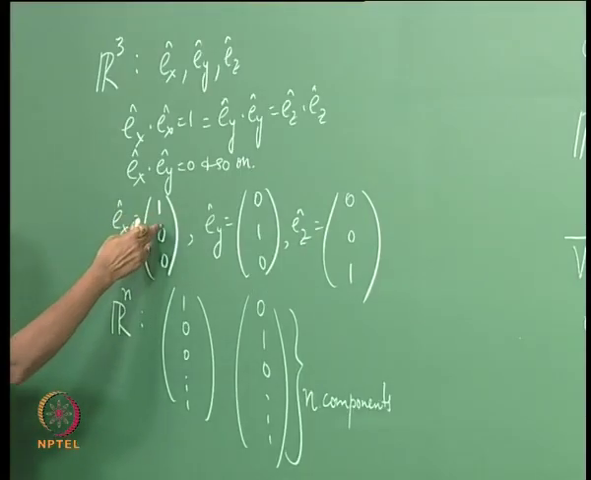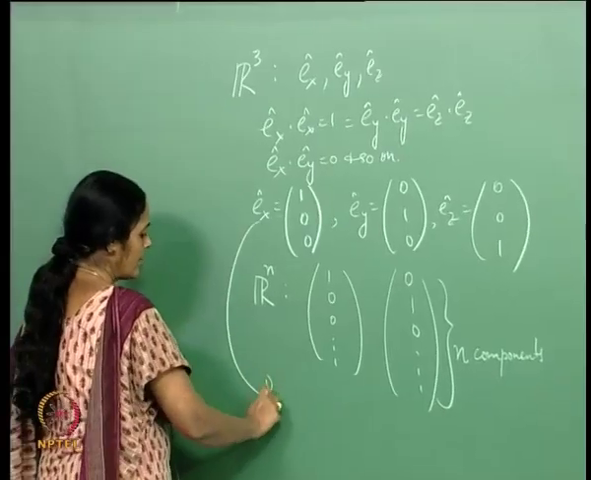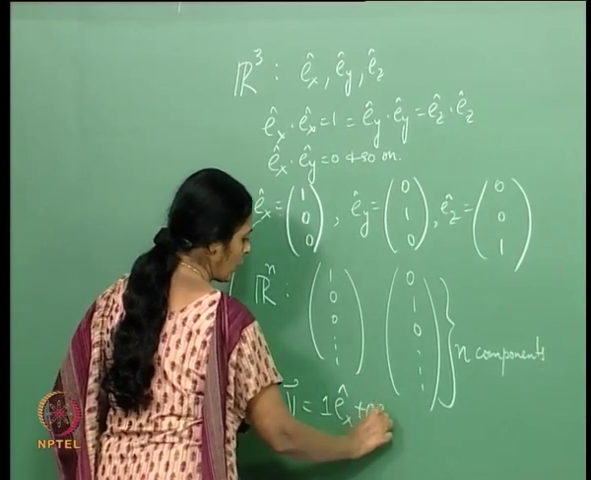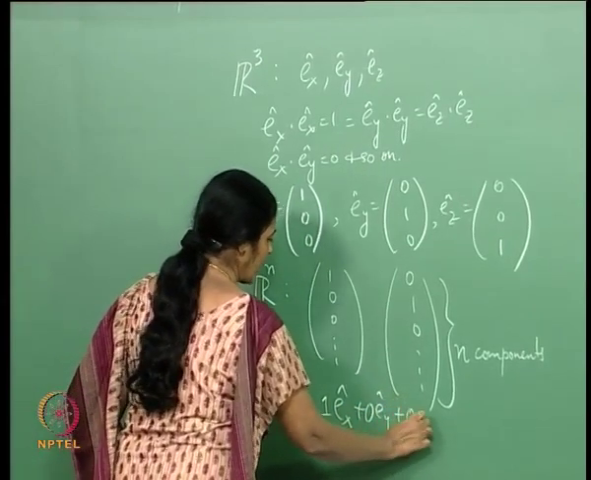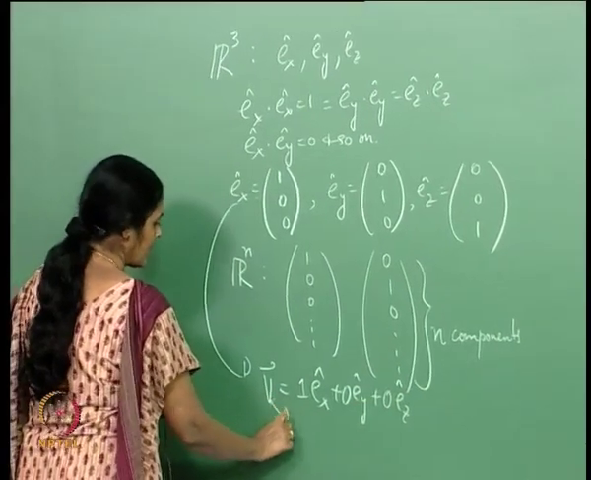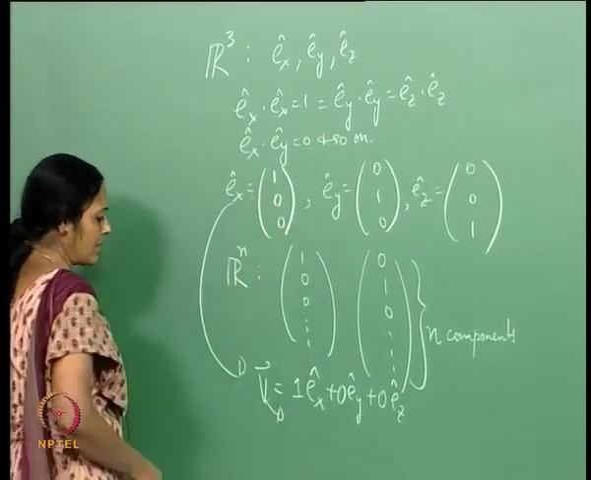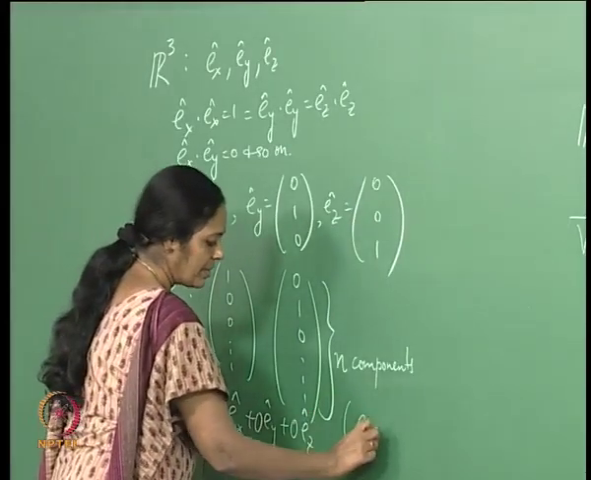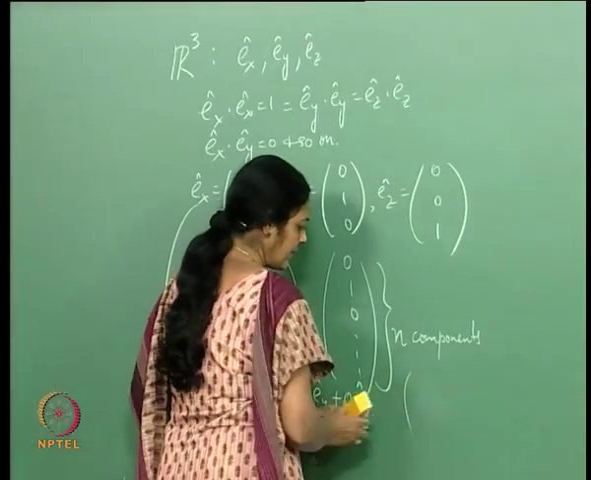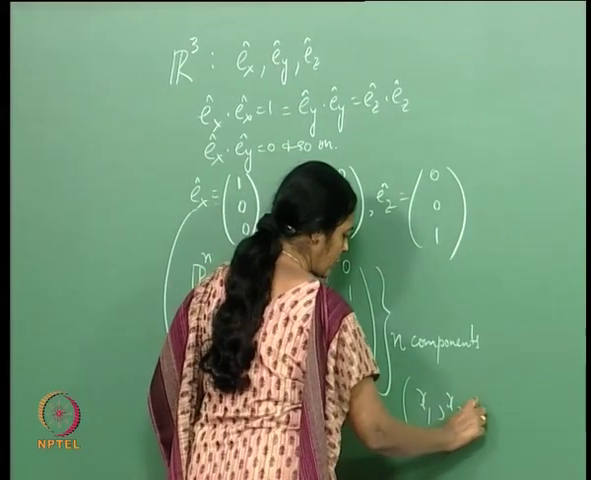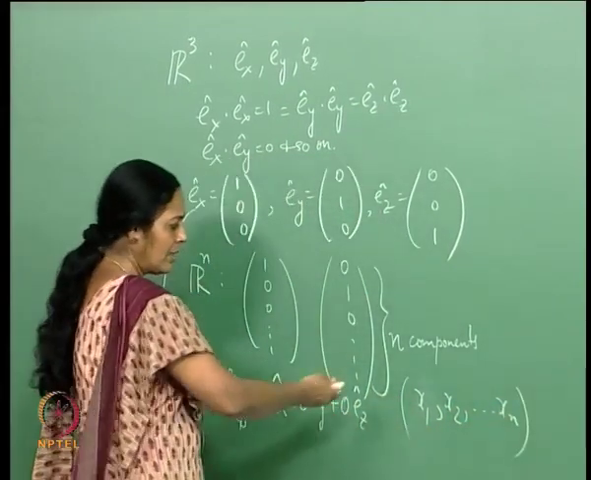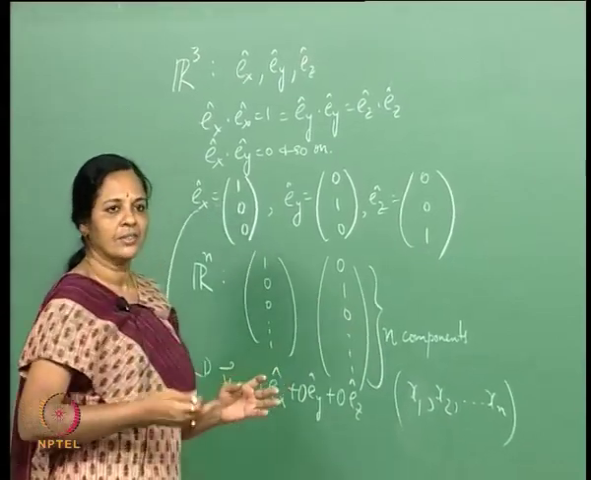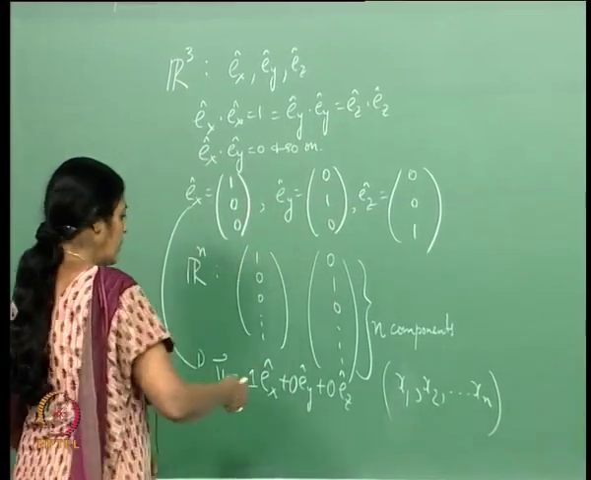What is it that I have done here? Take this for instance. If I have a vector v which is 1 times ex plus 0 times ey plus 0 times ez, that is really this vector 1, 0, 0. So, if I have a string of real numbers x1, x2, x3 to xn, this n-tuple of numbers would represent a vector in Rn, where the xi's are all real.